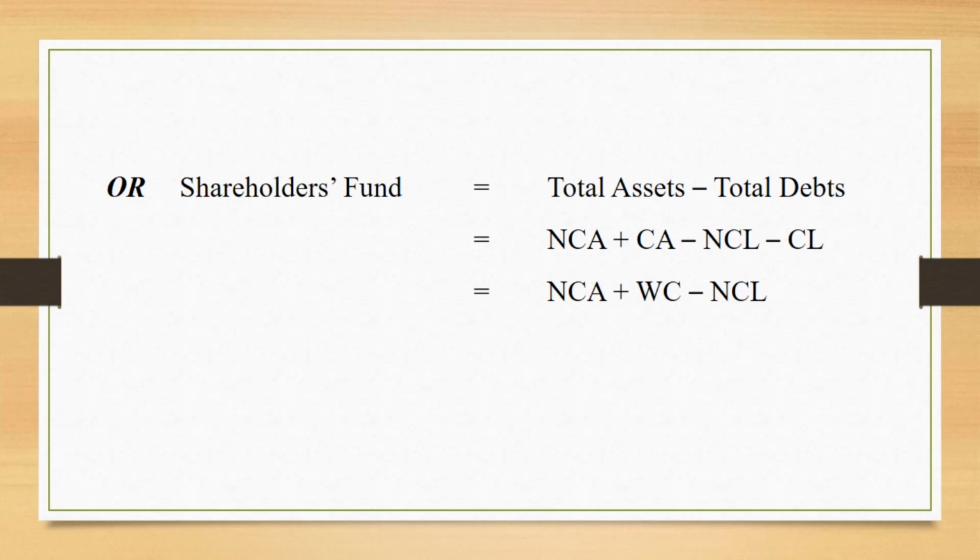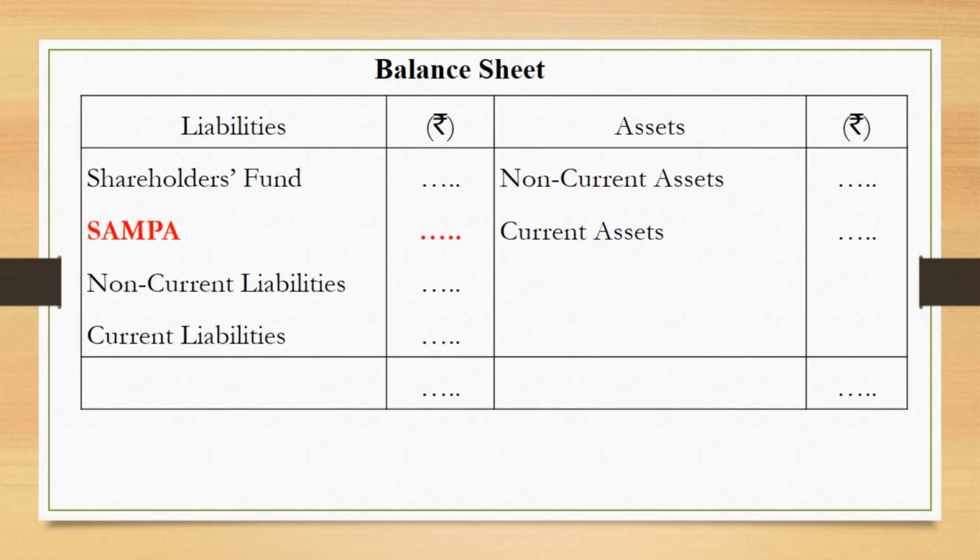And we all know very well that current assets minus current liabilities is working capital. So another formula may be non-current assets plus working capital minus non-current liabilities. It depends on the sum what kind of information is given to us. Accordingly, we need to apply the formula.